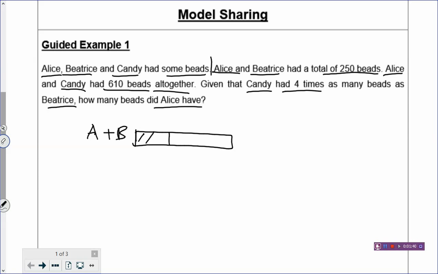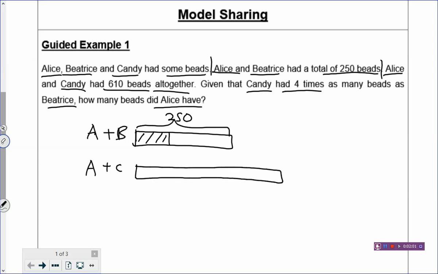And let me do some shading. So the shaded part is Alice. And they share a total of 250 beats. Then keep reading. Alice and Candy. So Alice is the repeated person again, so I'm going to always put the repeated person in front. Alice and Candy had 610 beats, so they have a longer rectangle now. You cut the same identical part for Alice, and the second part belongs to Candy. So together, they share 610 beats altogether.